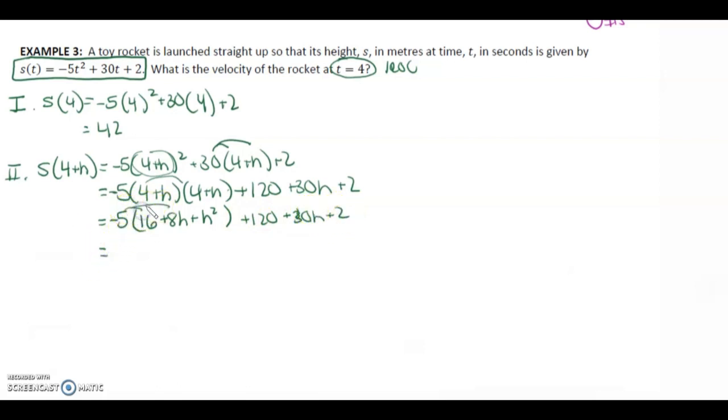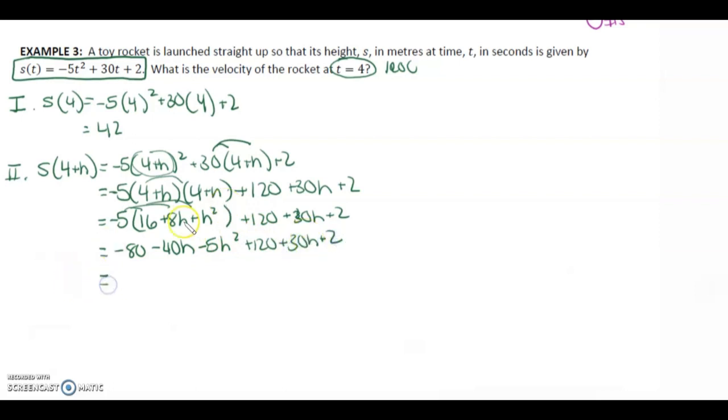Okay, now we're going to distribute this negative 5 into the bracket. So negative 5 times 16 is negative 80. Negative 5 times h is negative 40h. And negative 5 times h squared is negative 5h squared. Okay, and bring down the rest.